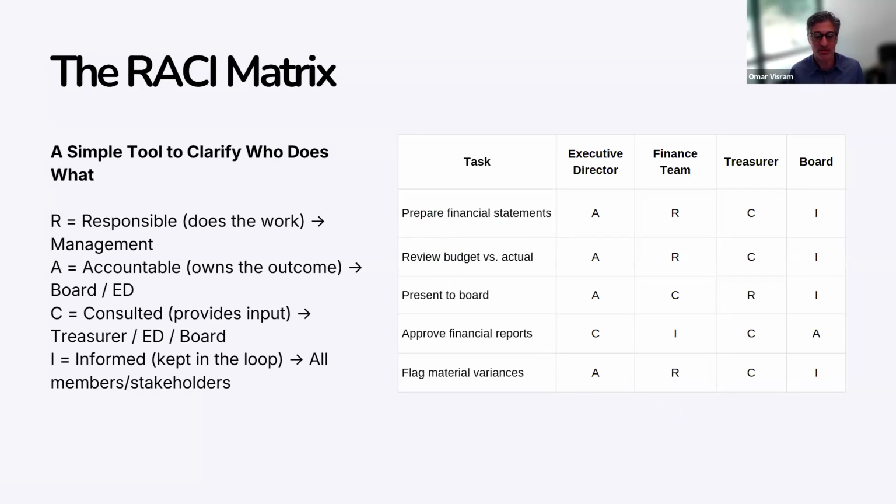and flagging material variances. So what I would suggest is build a RACI matrix for the organization based on the key steps of the financial processes in the organization. Get that down on one page just to make sure that everybody is aligned. And review it from time to time. Make sure that certain people aren't overstepping.